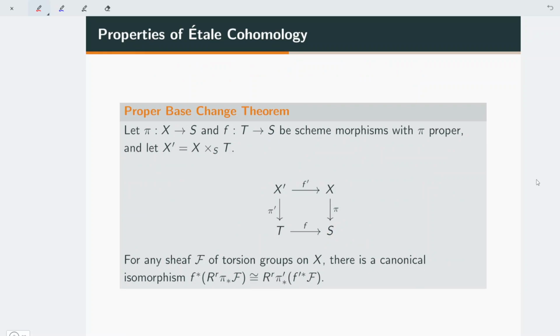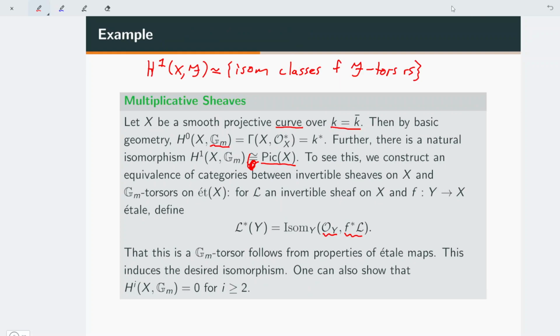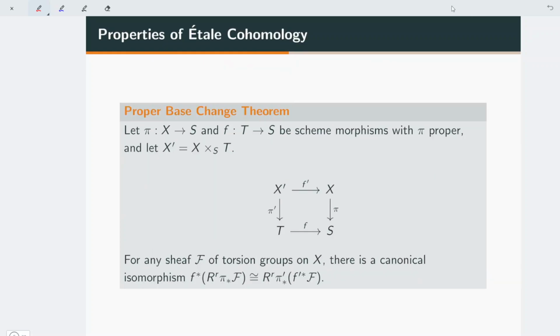Okay. So by the way, even in that simple example, it's pretty involved, as you can see. But now let's talk about some characterizing properties of Etale cohomology. So the first one is called the proper base change theorem. So basically we start with this Cartesian diagram here.